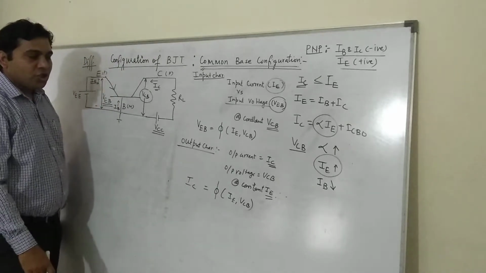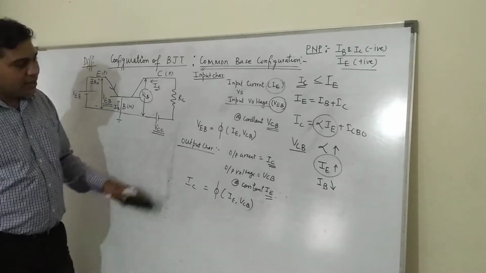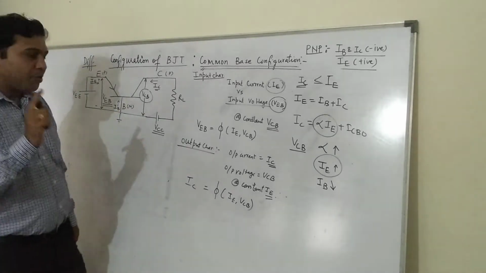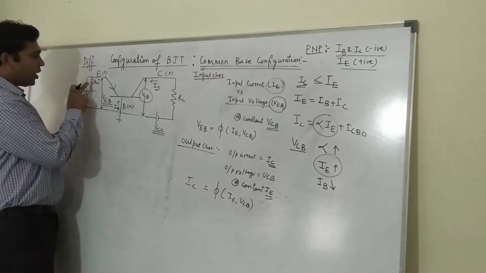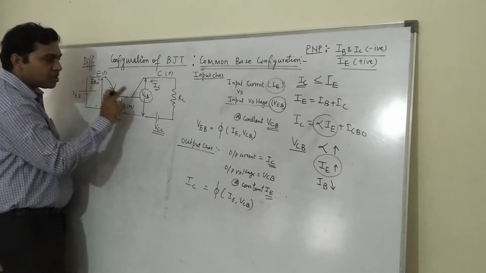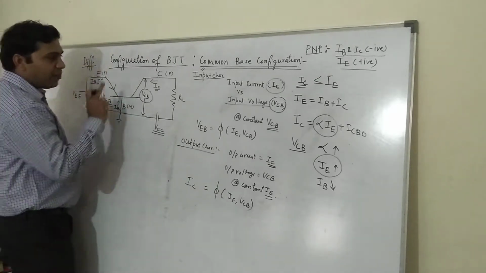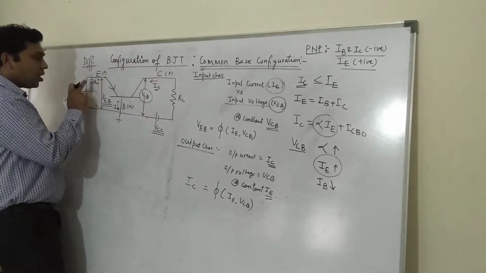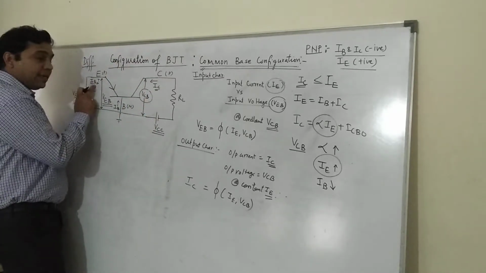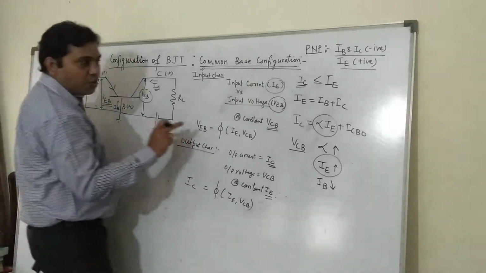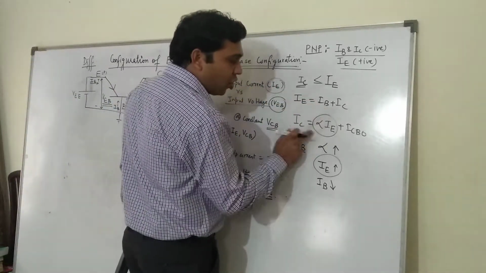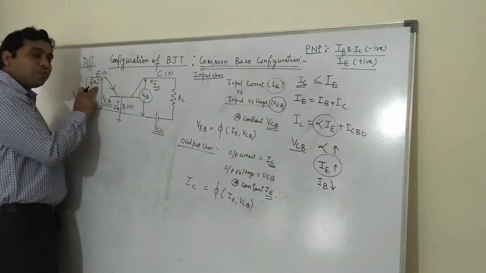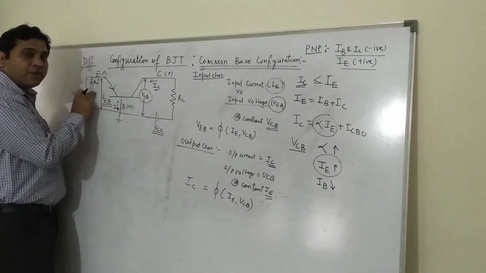Okay. So this is how you can plot the input and output characteristics. Whenever I am plotting the input characteristics, I need to plot IE versus VEB at constant VCB. However, if I am plotting the output characteristics, I need to plot IC versus VCB at constant IE, because we know that IC is a function of IE. So I need to have control over IE.